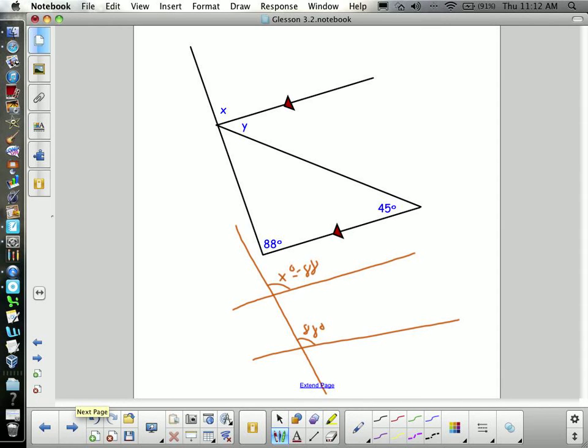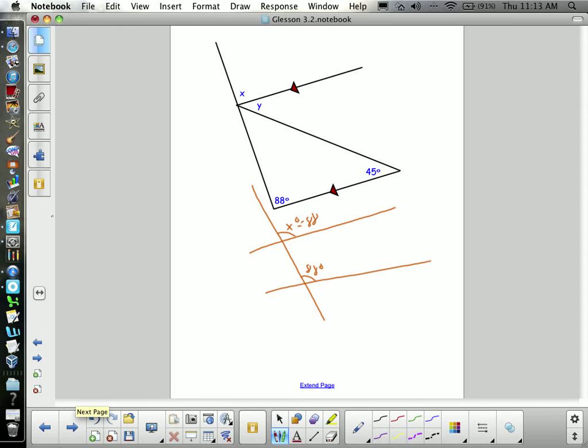You'll note what I'm doing is extending the lines. I'm going to expand my page one more time and redraw my picture again. There are my two lines. This time I'm going to draw on this transversal. But notice I've extended all my lines beyond; I'm not letting them end, I'm extending them.